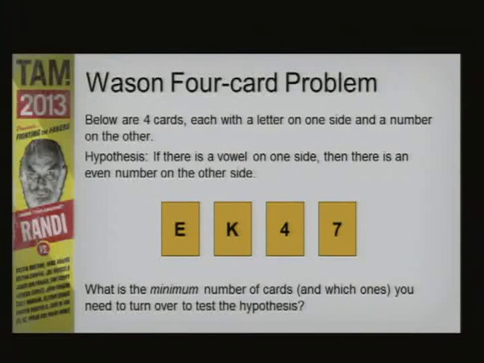Okay, so a lot of you guys have probably seen questions 10 and 11 before. They're basically versions of the same question. The four-card problem. What is the minimum number of cards? Which ones must you turn over to see if the rule has been broken or not? I don't quite know how to poll for every possible permutation of these.